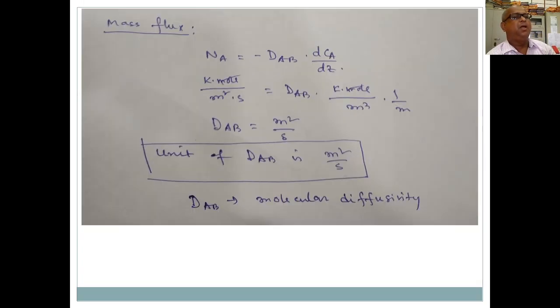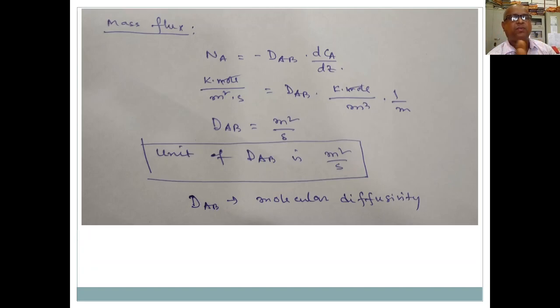Okay, and for mass flux, N equals minus DAB dCA by dZ, and this is flux, kilomole per meter square second. DAB, kilomole per meter cube concentration, by 1 by Z, it will cancel out. So DAB is meter square per second. So this is the molecular diffusivity.